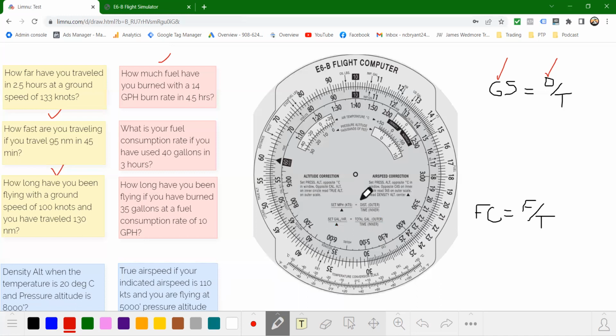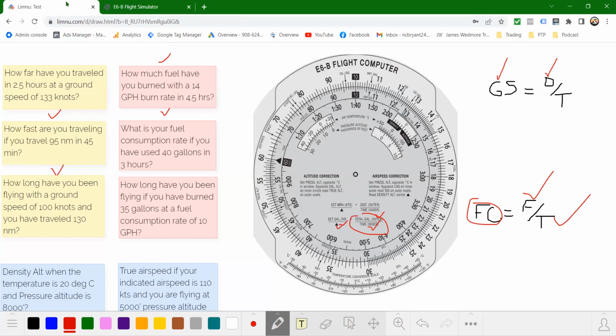So 63 gallons. Next one, we're going to do: what is your fuel consumption rate if you have used 40 gallons in 3 hours? So now we want to know fuel consumption rate. We have fuel, 40 gallons. We have time, 3 hours. We could just do 40 divided by 3, using this equation. Or right here, we need the gallons per hour. We have our triangle. We have our total gallons, that's 40, and we have our time. So we just match up 40 over 3 hours, and then we read off gallons per hour over our triangle.